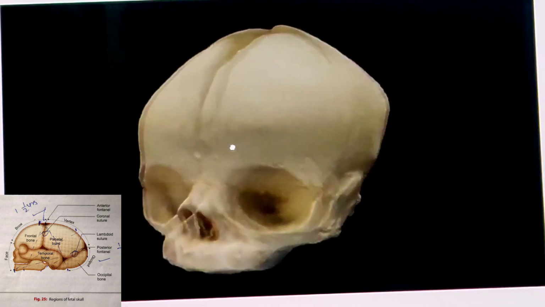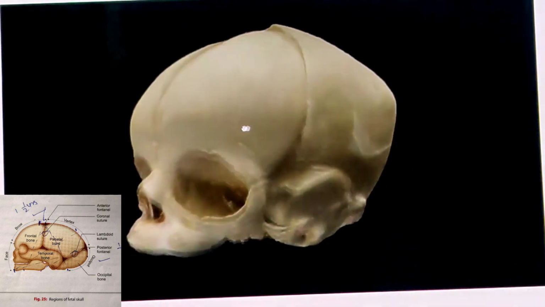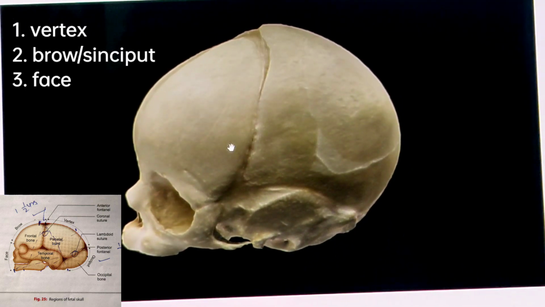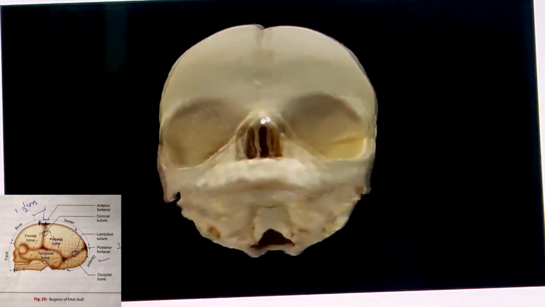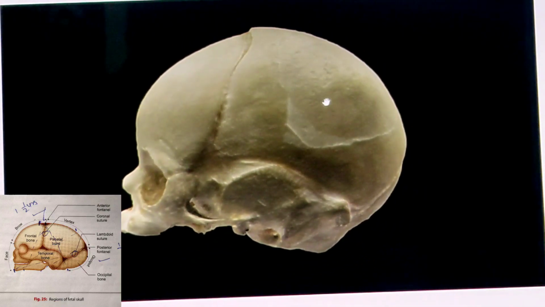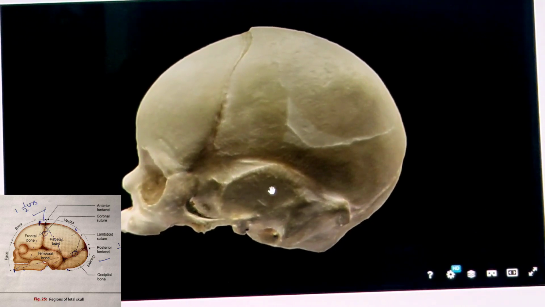The regions. There are three regions. First is the vertex, second is the brow or sinciput, and third is the face. You can see the image in the bottom of the video. Three regions: vertex, brow, and the face. So let's see what is the vertex.